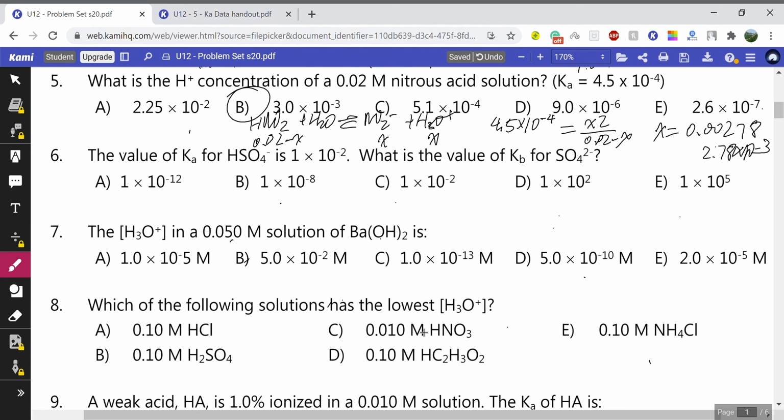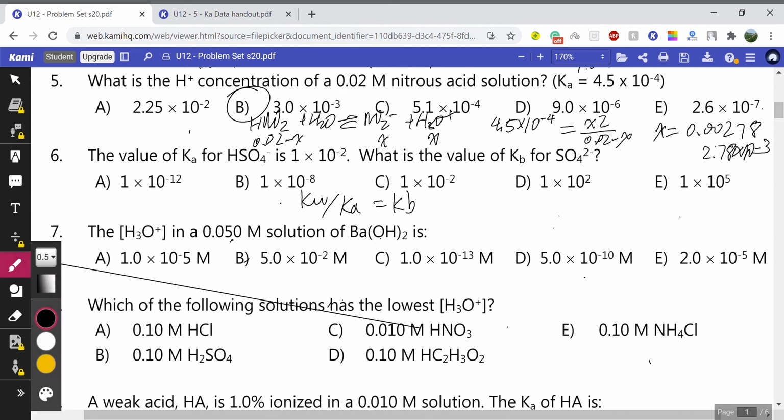Now next, they told us the Ka value, and they asked for the Kb value of SO4 2-. And this is the conjugate base of HSO4-. Since this is a conjugate pair, we know that Kw divided by Ka will be equal to the Kb, right? The Kb of the substance is equal to Kw divided by the Ka of its conjugate acid. So now that we know that, we can simply do 1.0 times 10 to the negative 14th divided by 1.0 times 10 to the negative 2nd. And that will give us 1.0 times 10 to the negative 12th, which is A.